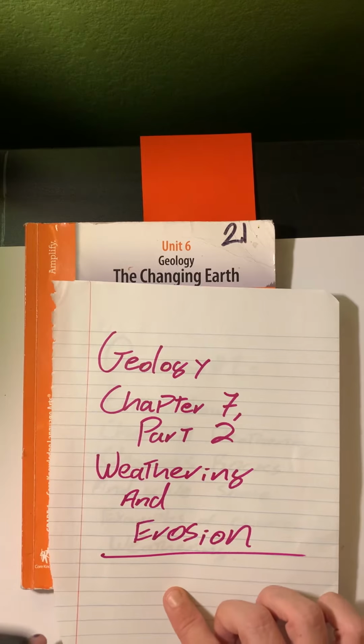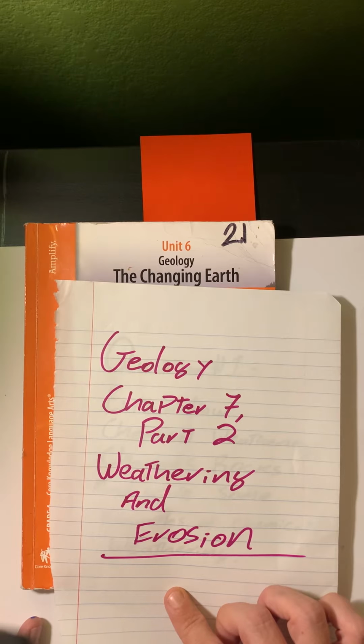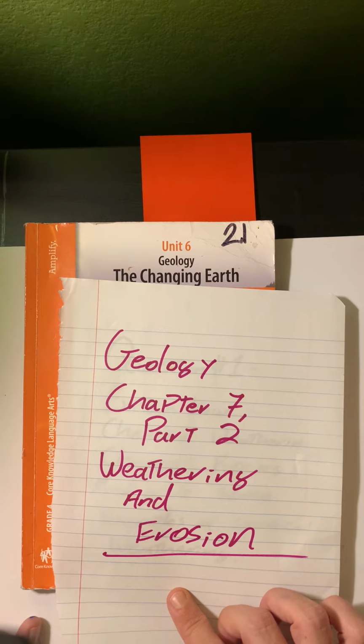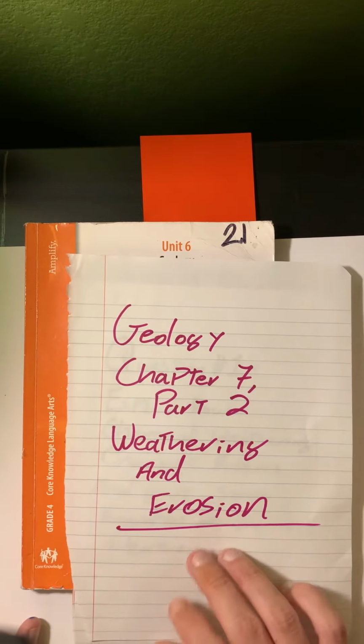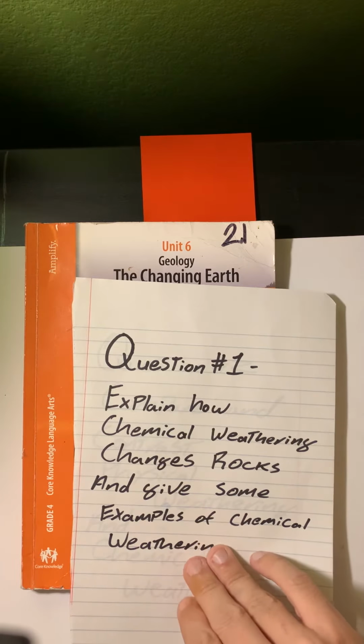As we're working through this, there are 4 questions that I want you to answer in complete sentences. So I'm going to show you the questions now. Write them down on a separate piece of paper or something nearby, but keep in mind these 4 questions. Question number 1. Explain how chemical weathering changes rocks and give some examples of chemical weathering. So how does chemical weathering change rocks, and give some examples of chemical weathering.